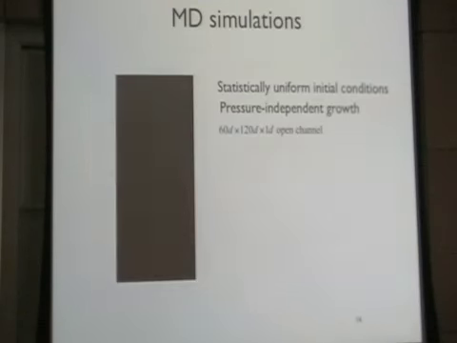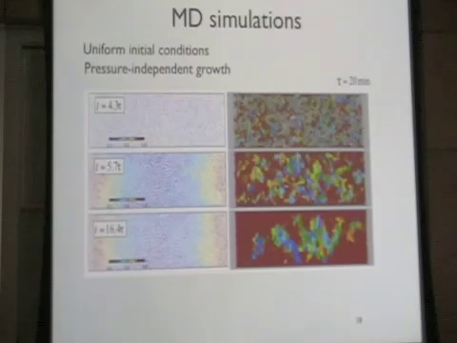the flow. And okay, I'll skip that. It's basically the same thing, done with randomly distributed initial conditions.